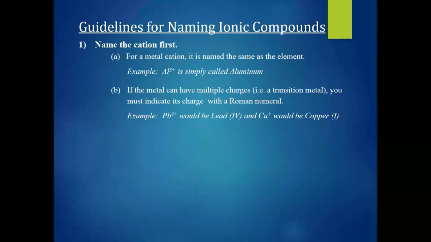Copper is another one that can have multiple charges. If it's a +1 charge, you would call it copper(I). So those Roman numerals tell you the charge of the transition metal.